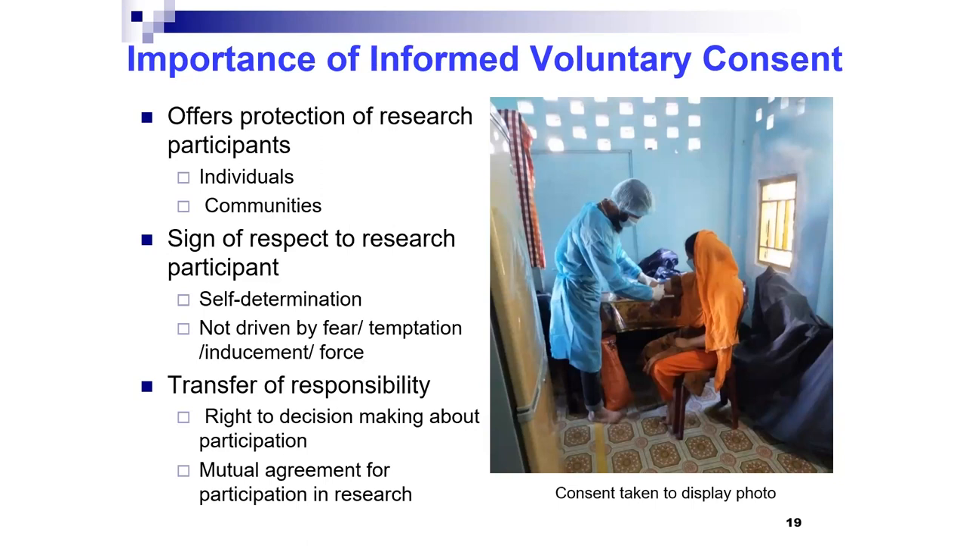But this is also a transfer of responsibility between researcher and the research participant. What is that? The research participant makes the decision willfully whether they participate or not, only when they are informed well about the research and they have the power and autonomy to decide. But at the same time, the researcher is in an agreement with the participant, and the participant with the researcher, that they will jointly do some activities. What is the role of the researchers? What are the roles of the participants, right?